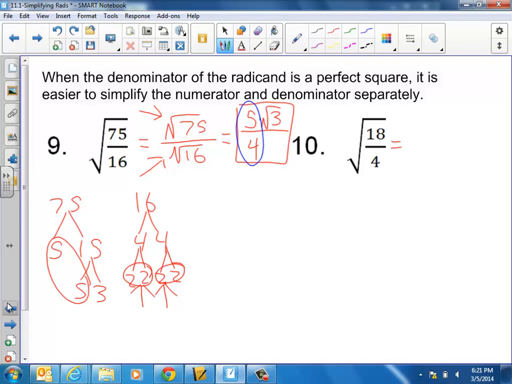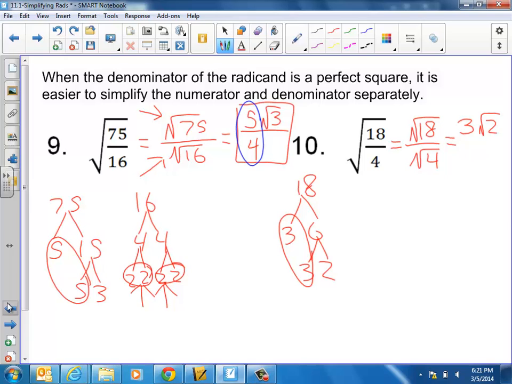Again, we're going to start by breaking this into 2 radicals, the square root of 18 over the square root of 4. 18 breaks down as a 3 and a 6. The 6 breaks down as a 3 and a 2. So we're just plugging into the factor tree. We've got a pair of 3's here, so the numerator is going to go to 3 radical 2. That's as good as we could get the numerator.